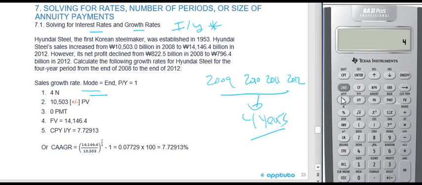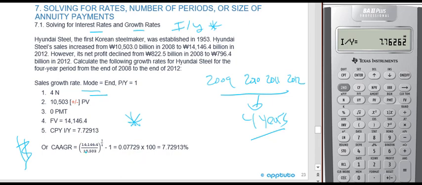We have 4 N. We have a present value of 14,164. Sorry, that's a future value. Make that positive. So we know there's no payments, 0 payment. The other one has to be negative, so this is the key thing. So we're going to do 10,503 as the negative present value, and then we need to compute the I/Y, and we get a rate of 7.7262.